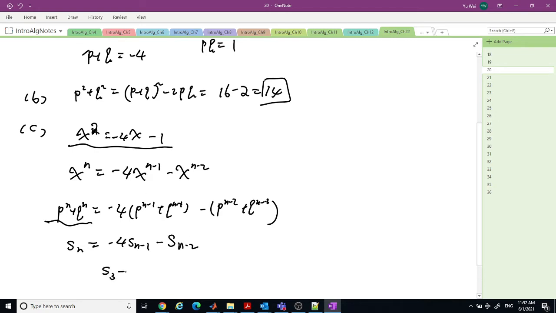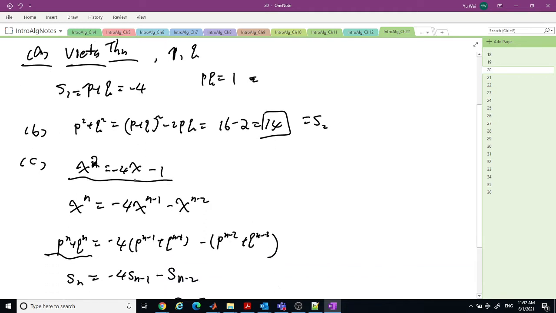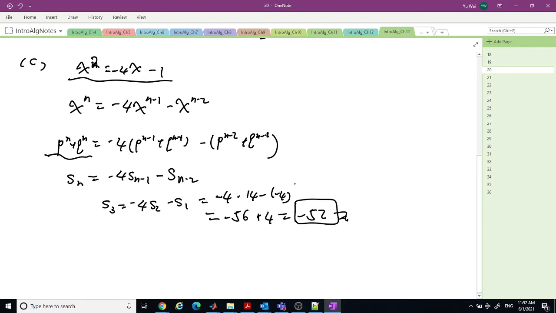So now let's see. S3 is equal to negative 4 S2 minus S1. We know this is S2 and this is S1. So now we can solve: negative 4 times S2, which is 14, minus S1, which is negative 4. So it's negative 56 plus 4, so it's negative 52. You can see that you can solve these in a pretty general format using the recursion.